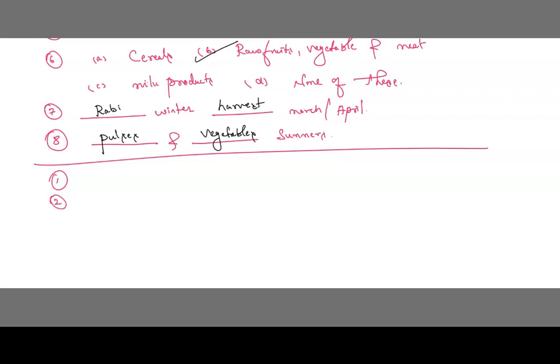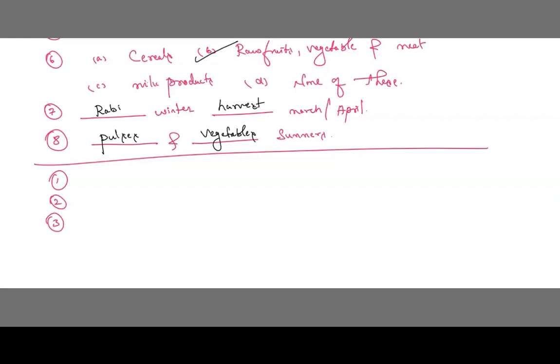The question can be asked like this, or they can ask: write the differences between Rabi crops and Kharif crops. You can expect the question like this also. Okay. Next question. Define agriculture. Already we have discussed the answer for this, right? Yes, we have already discussed the answer.